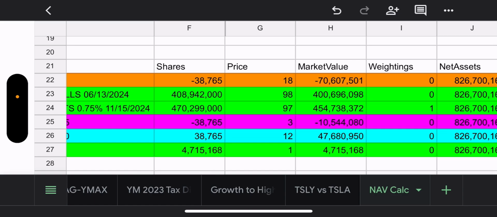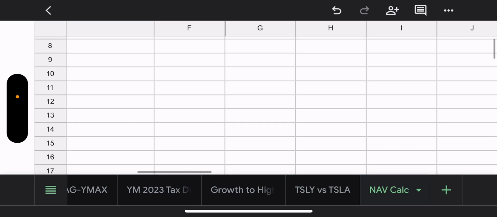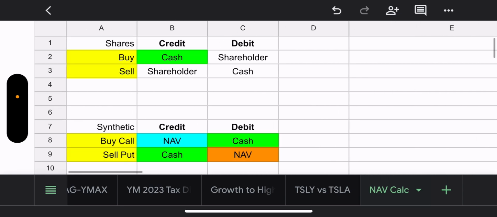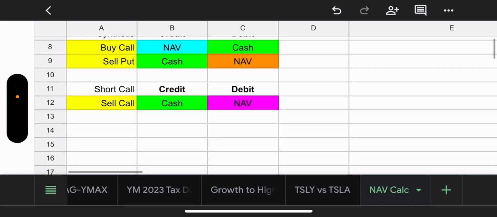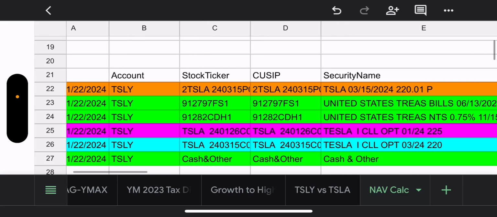So again, to recap, let's go back to the top. To recap the synthetic, there's two transactions, buy call, sell put, okay? Now, the point of the synthetic is to mimic the movement of the underlying. So now let's talk about that real quick.